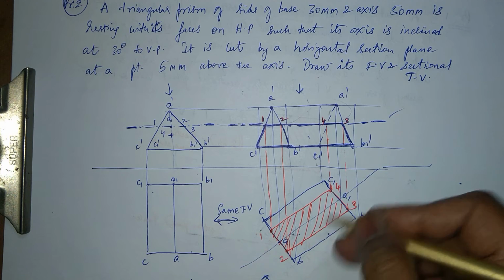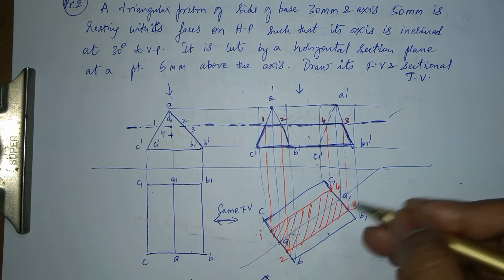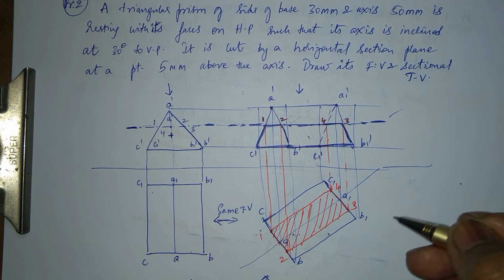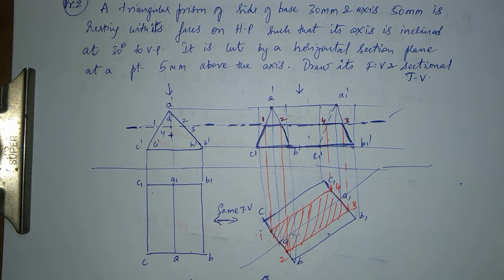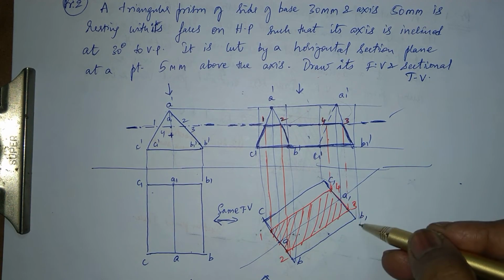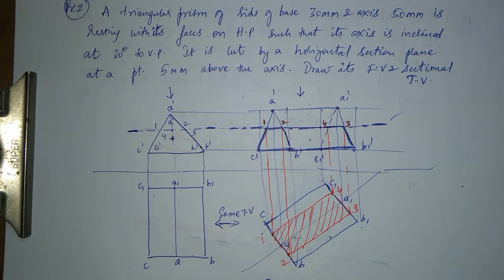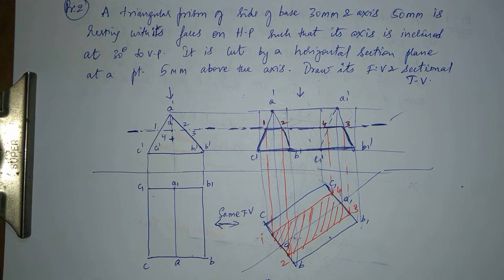All right, this is the section. Only this 1 2 3 4 is called the section or the true shape. In this case, it's coinciding, but in the rest of the cases, it may not coincide. It is the true shape, it is the section, and this complete thing along with this 1 2 3 4 is called the sectional top view. Okay, I hope this is clear for you guys.